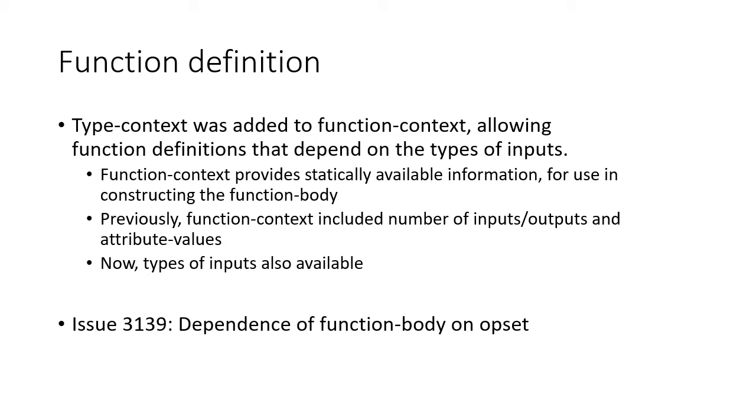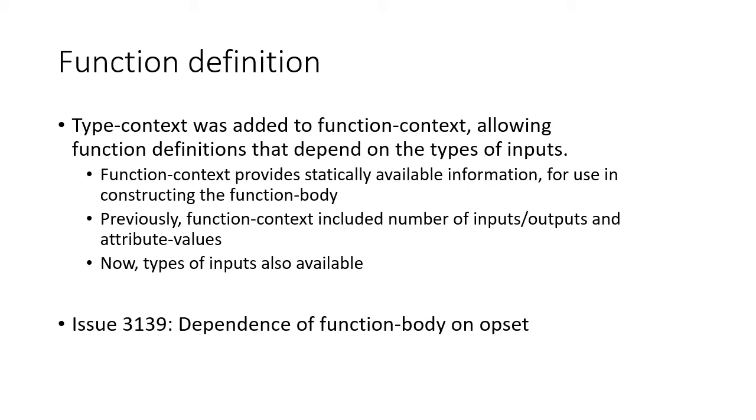In particular, ONNX permits context-dependent functions, and these are functions where the constructed function body depends on statically available context information. This context information includes the number of actual inputs and outputs specified in a particular call, as well as the values of attributes specified in that particular call. Now the context information is being extended to also include the types of inputs.